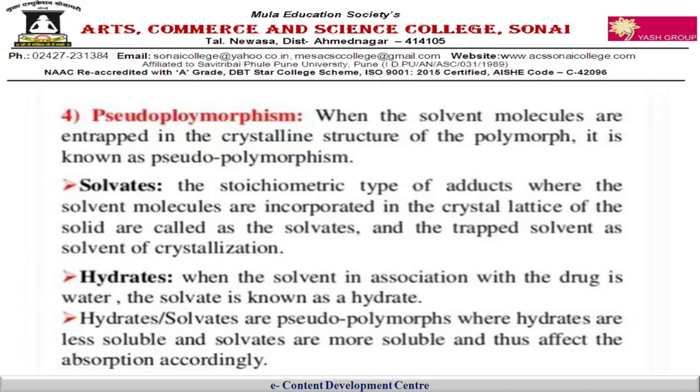So second, hydrates. When the solvent in association with the drug is water, the solvate is known as hydrate. Next point, hydrates are pseudo-polymorphs, where hydrates are less soluble and solvates are more soluble, and thus affect the absorption accordingly.